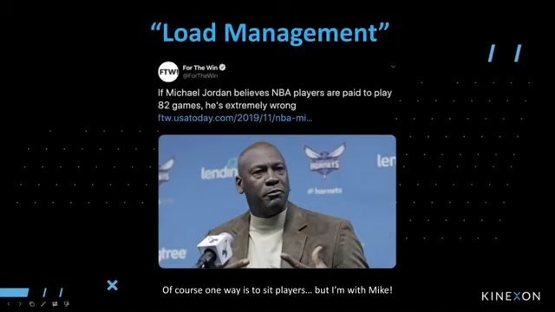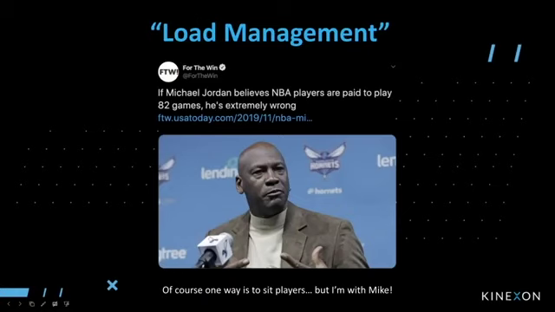So starting off with load management, again, buzzword. This is something I found. I did a talk in December at a biometrics conference, and I used this slide, so I thought I'd throw it in there. So this came out in November. It wasn't my quote, okay? They were quoting, if Michael Jordan believes NBA players are paid to play 82 games, he's extremely wrong.